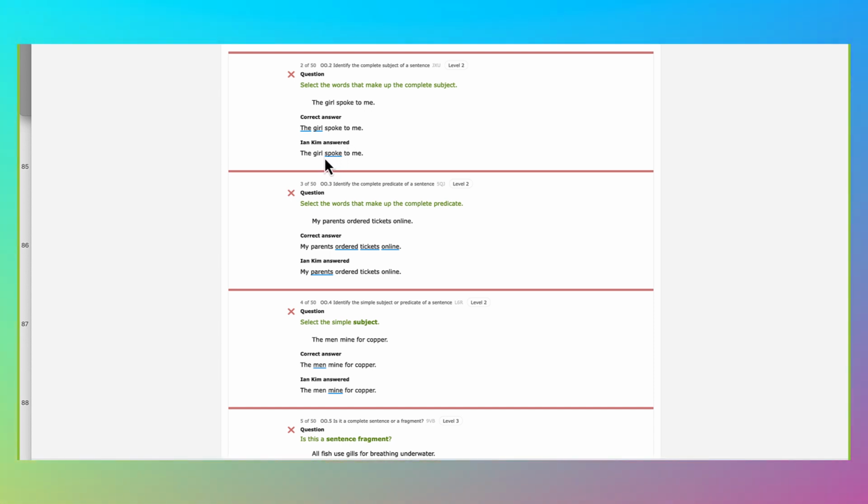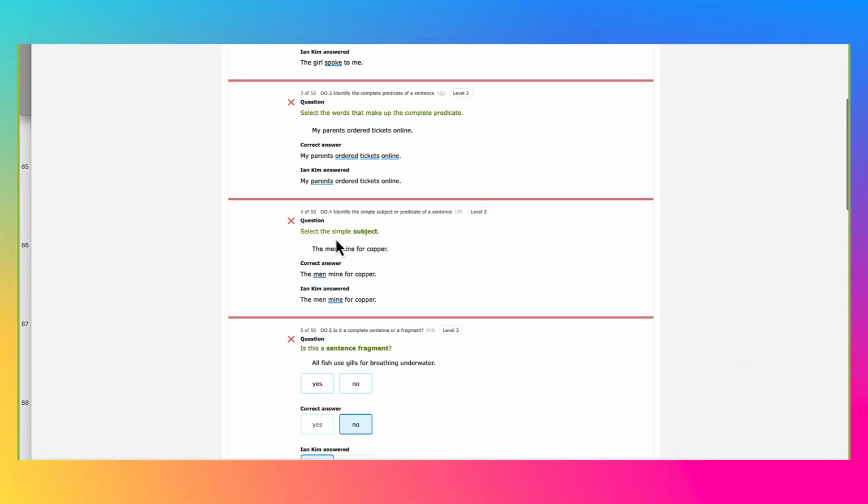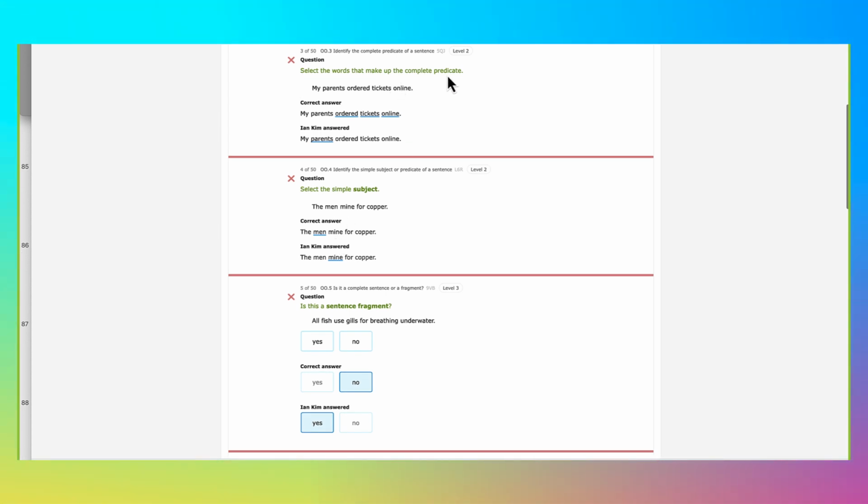So what the student chose instead was "spoke." Alright, "spoke" is a verb, or we call it the simple predicate. The complete predicate would be "spoke to me." Okay, so clearly the next question is asking what's the complete predicate.